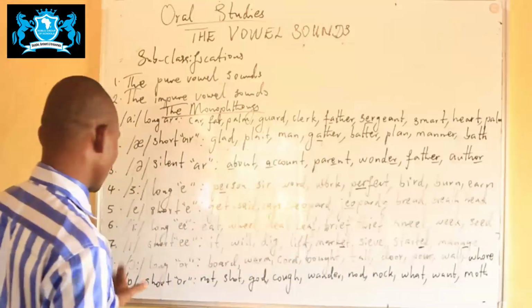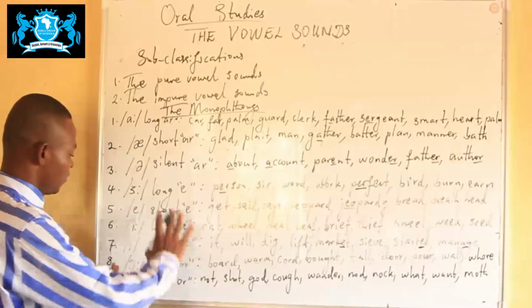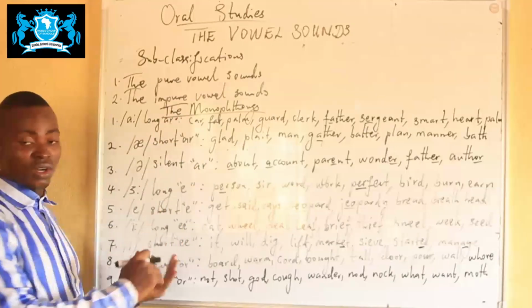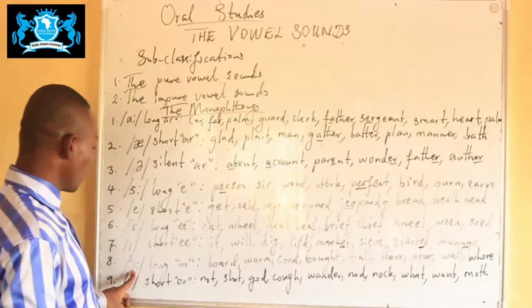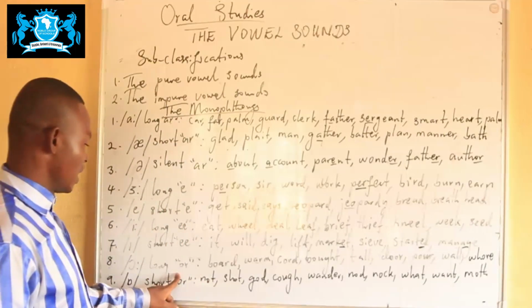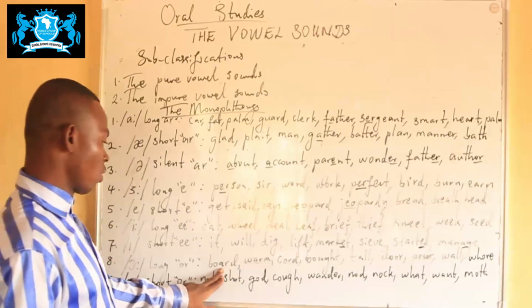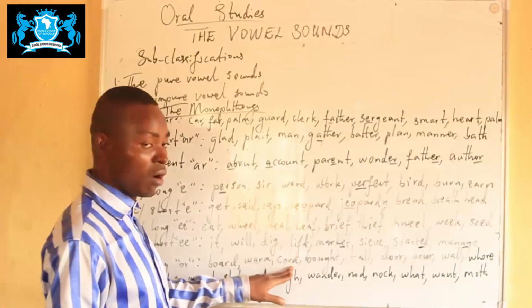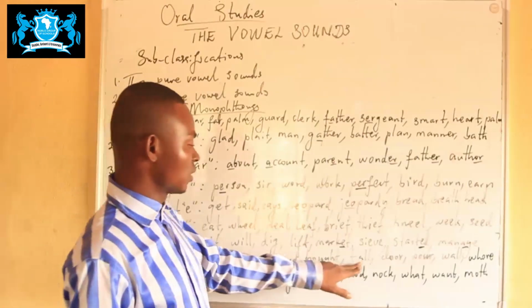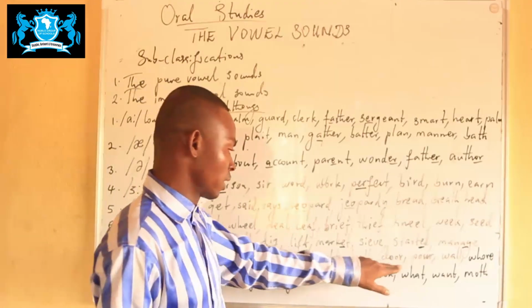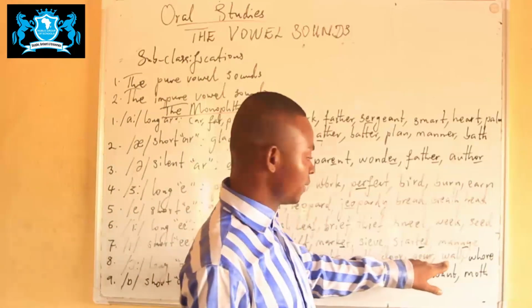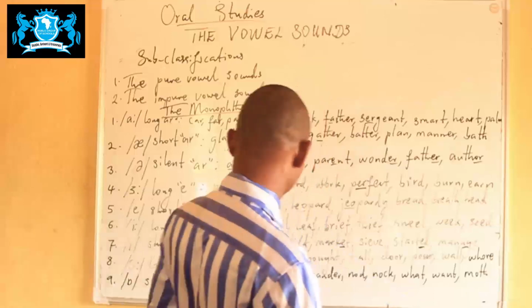In addition to others, we now move to the or sound. We have the long or sound. In examples, we have board, warm, core, box, hall, door, board, wall, and core.